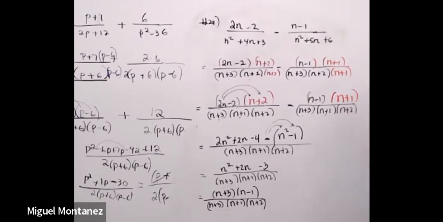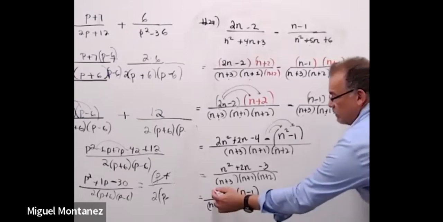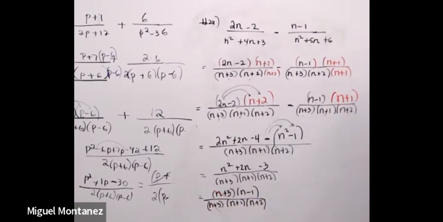And of course, there's a common factor in numerator and denominator: n plus 3 over n plus 3 equals 1. So adios, bye-bye. The final answer is n minus 1 over n plus 1 times n plus 2, and we are finished. Perfect.